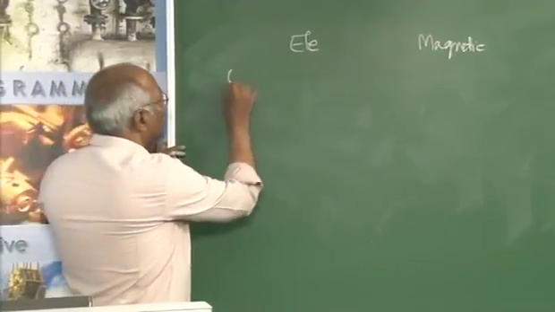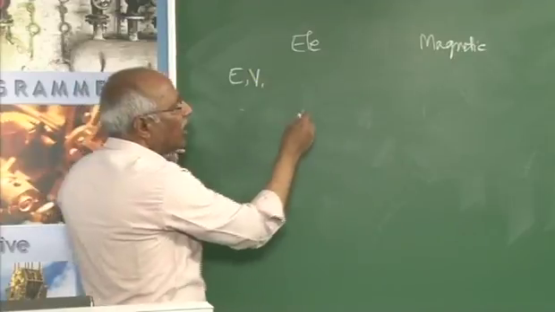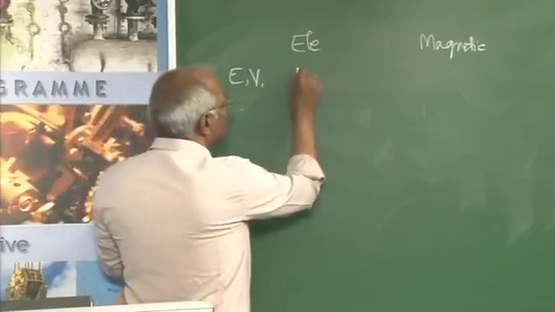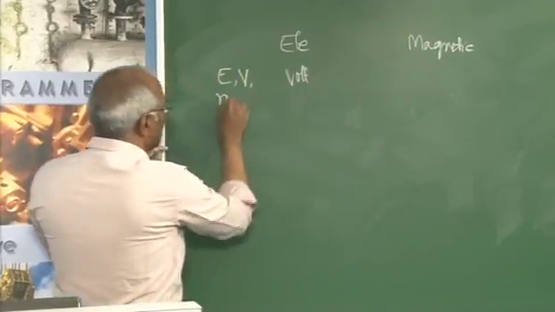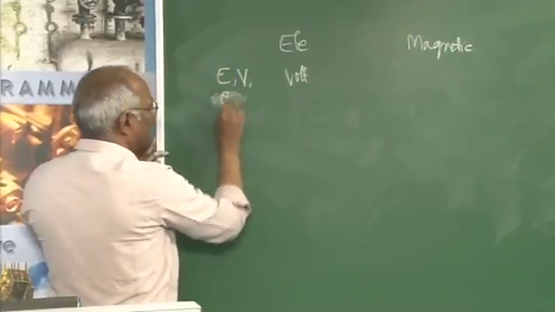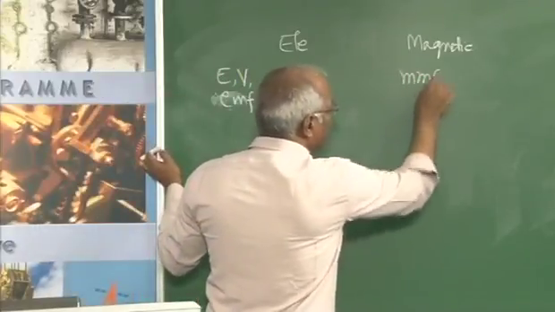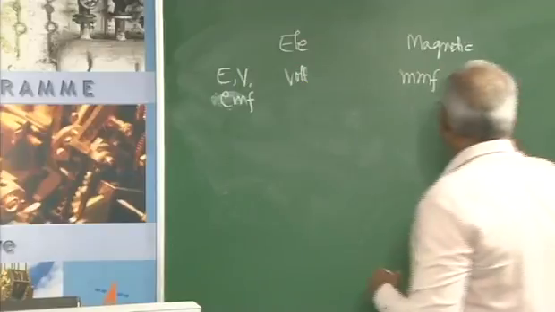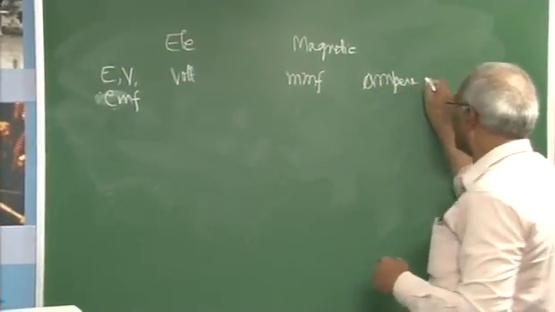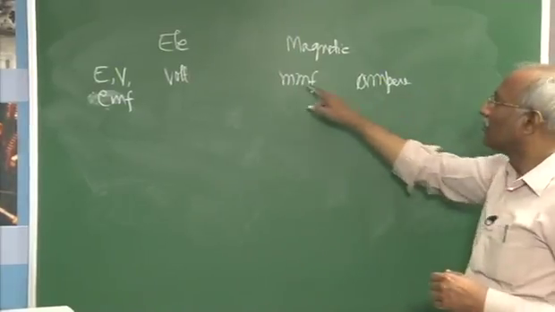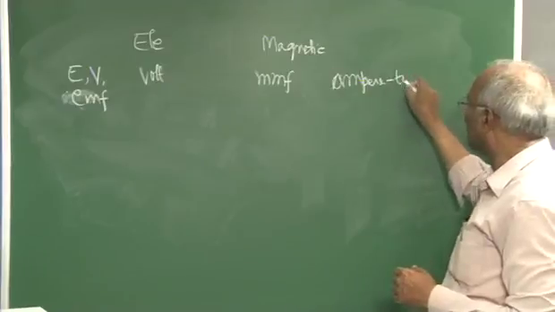Here we have the voltage, or EMF, or potential, all are one and the same. Here the unit is volt, while here it is also called MMF, and the unit is ampere. However, because the MMF also depends upon the number of turns, it is generally taken as ampere turns.